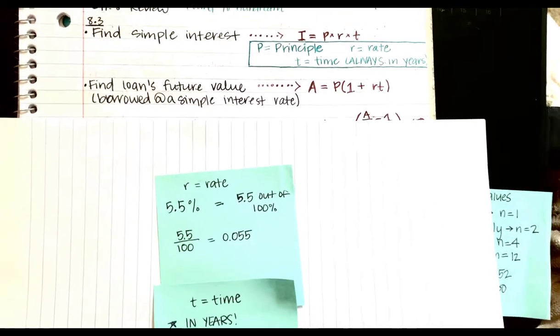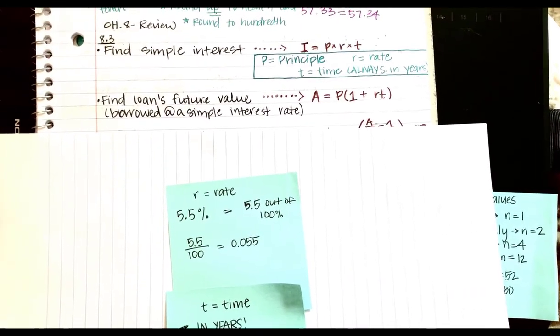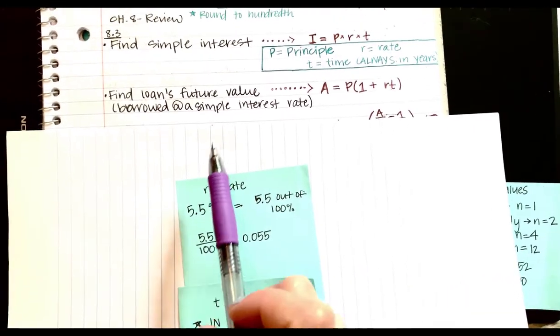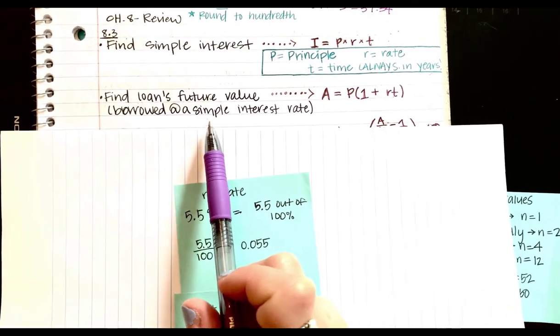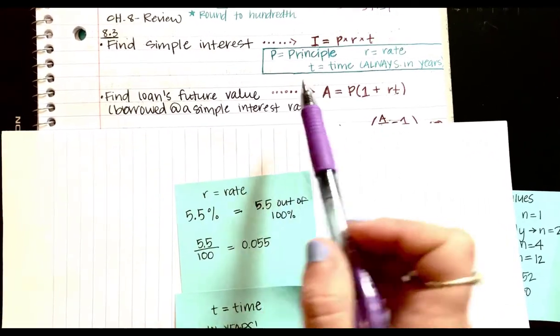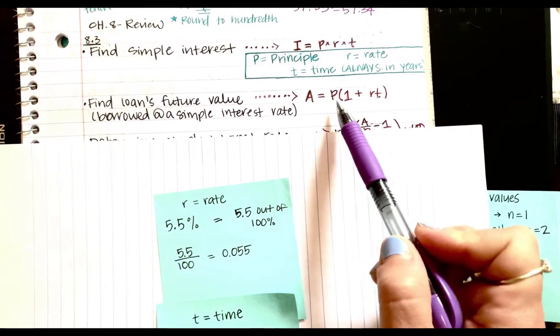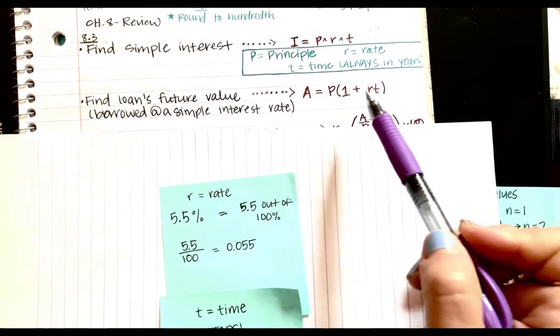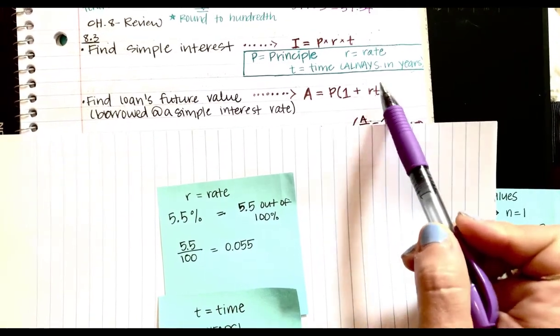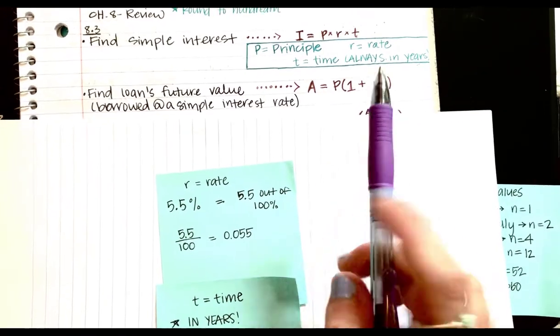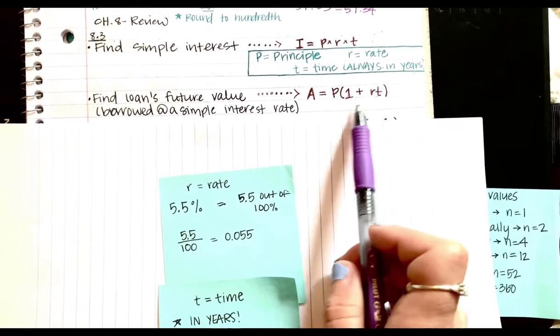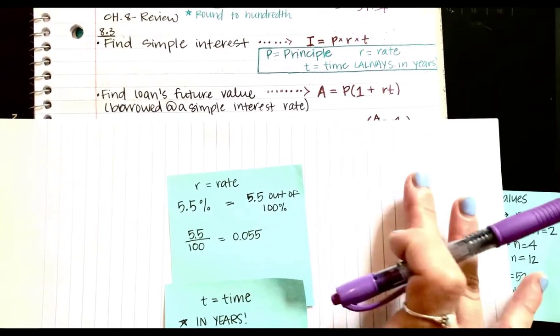Alrighty, question 2. Find the loan's future value. And it's going to say somewhere in that question, borrowed at a simple interest rate. Here is your formula. A equals P, parentheses, 1 plus R times T, close parentheses. You have to do the parentheses correctly in these formulas.